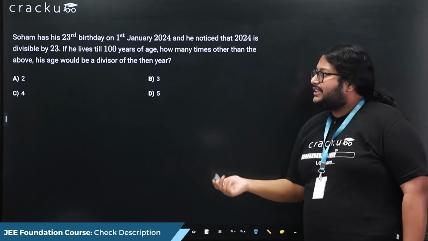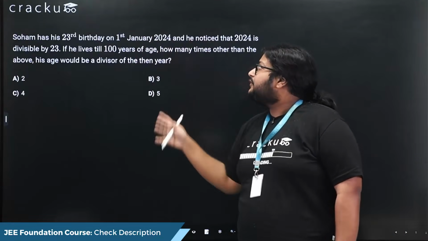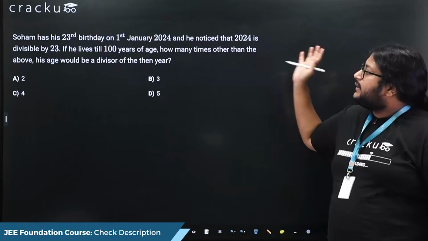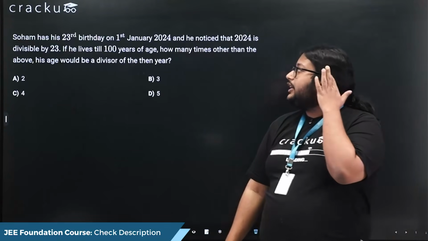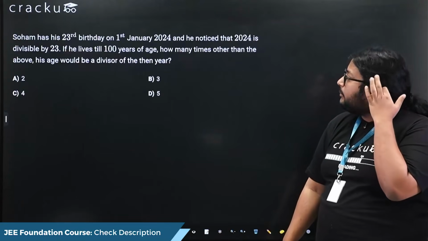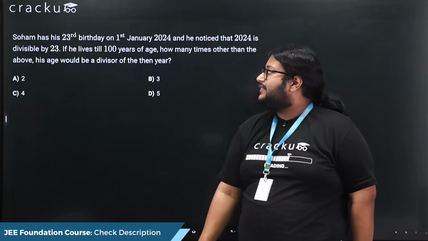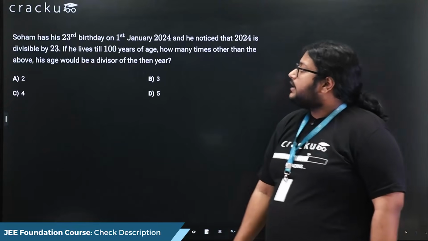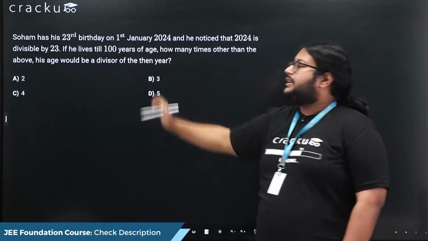In this question, we are told that Soham has his 23rd birthday on 1st January 2024 and he notices that 2024 is divisible by 23. If he lives till 100 years of age, how many times other than the above would his age be a divisor of that year? Okay, so Soham's 23rd birthday was on 1st January 2024.